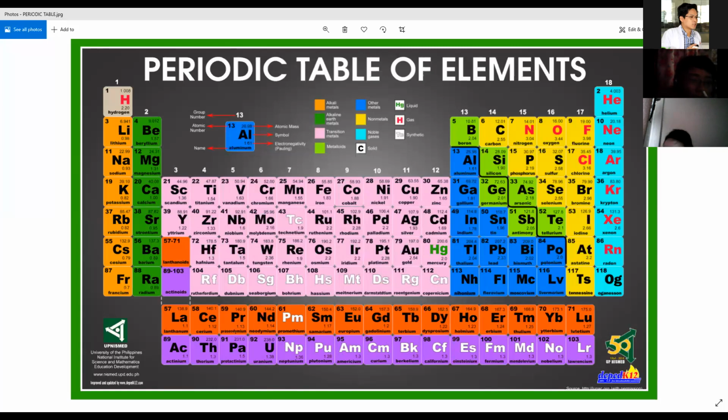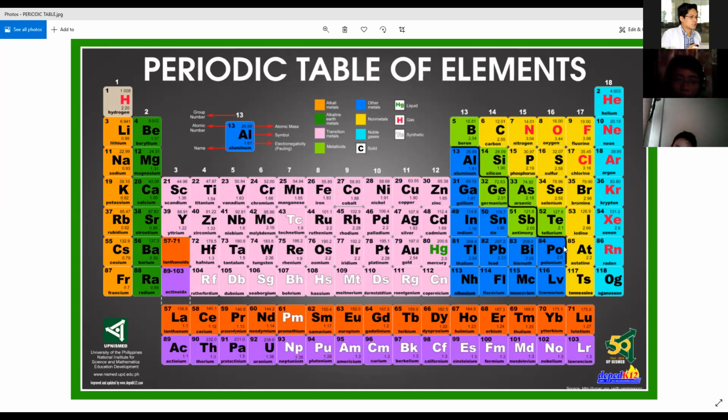Okay. Again, when you're going to look at the number of protons in a particular element, you need to check on the atomic number. That's the number of protons. Like for example, aluminum has 13, silicon has 14, phosphorus has 15, what else? Beryllium has 4, lithium has 3, neon has 10. So those are the number of protons.